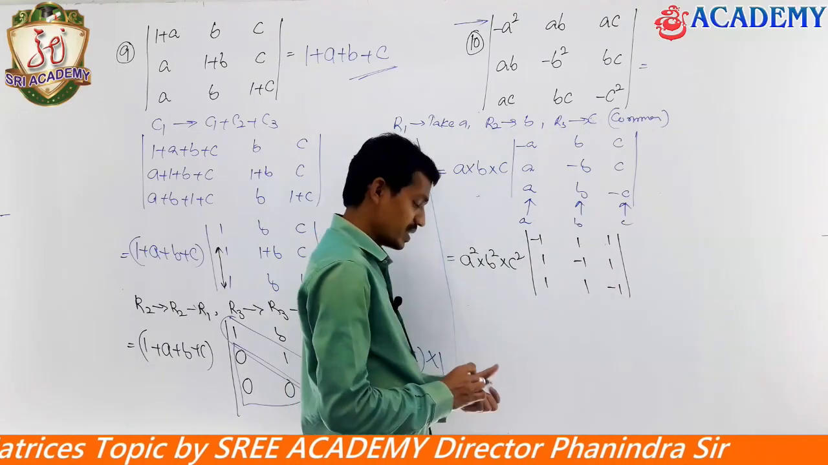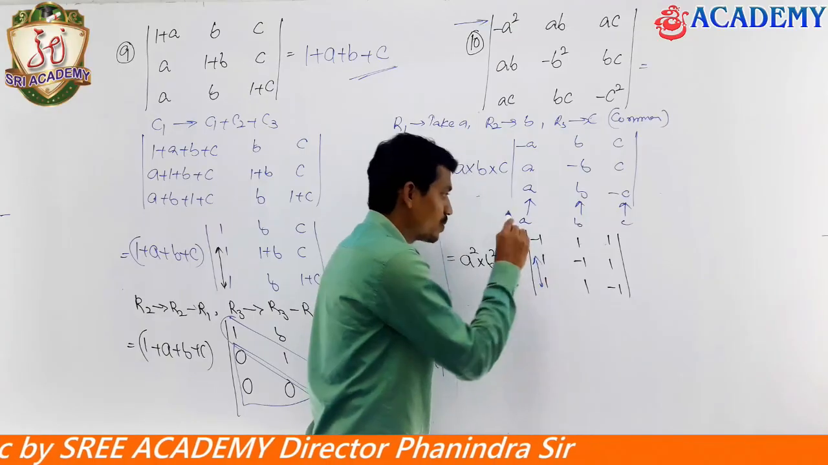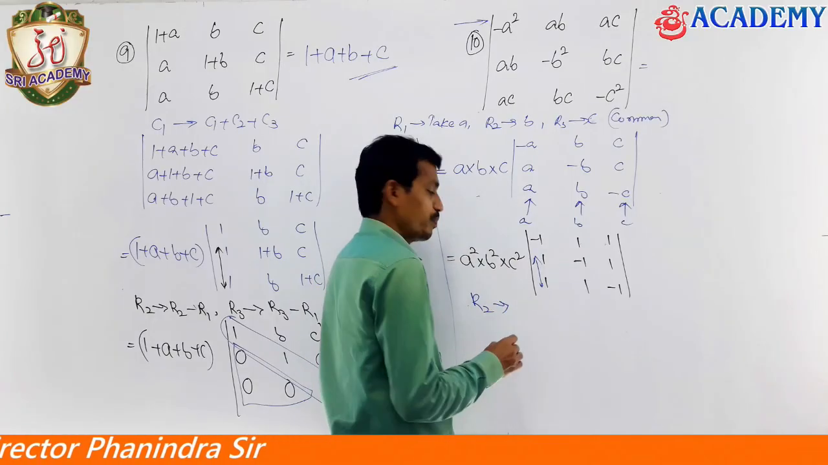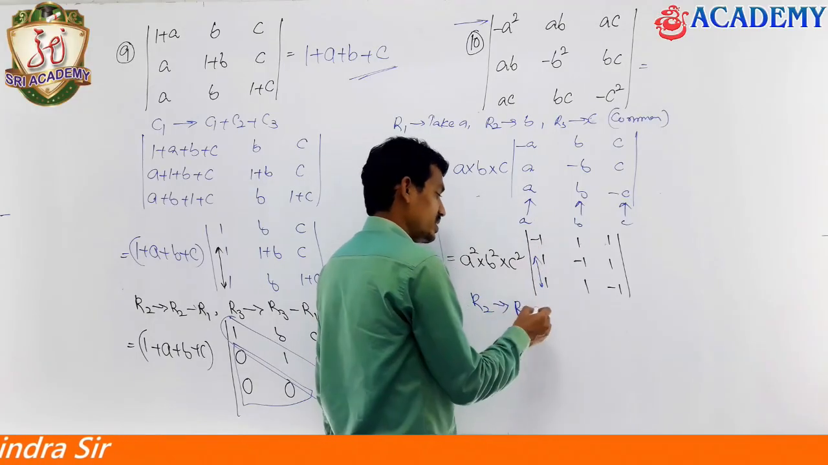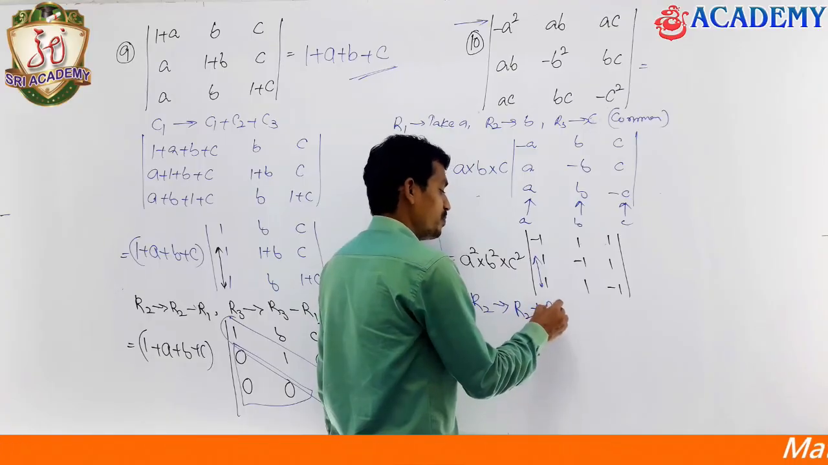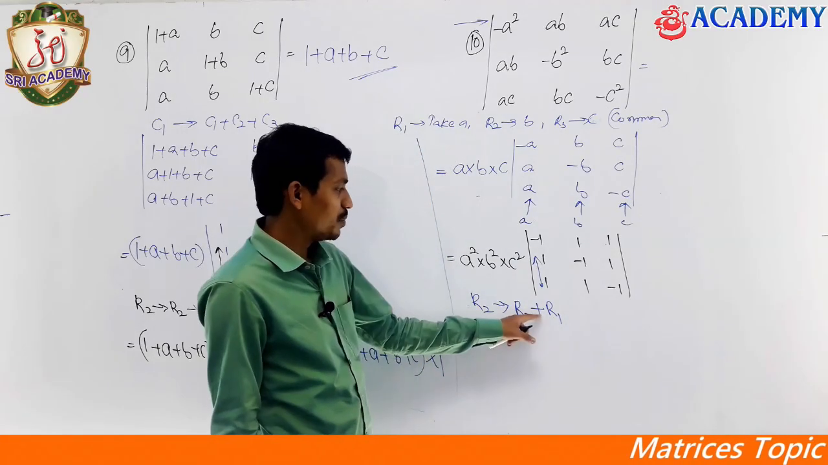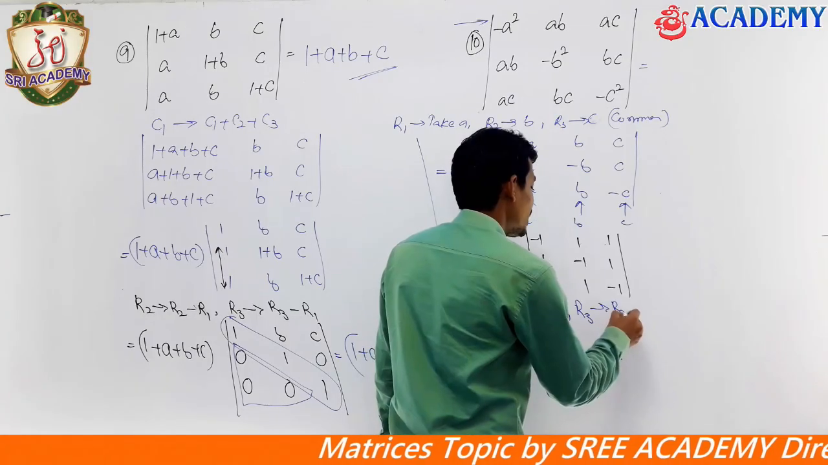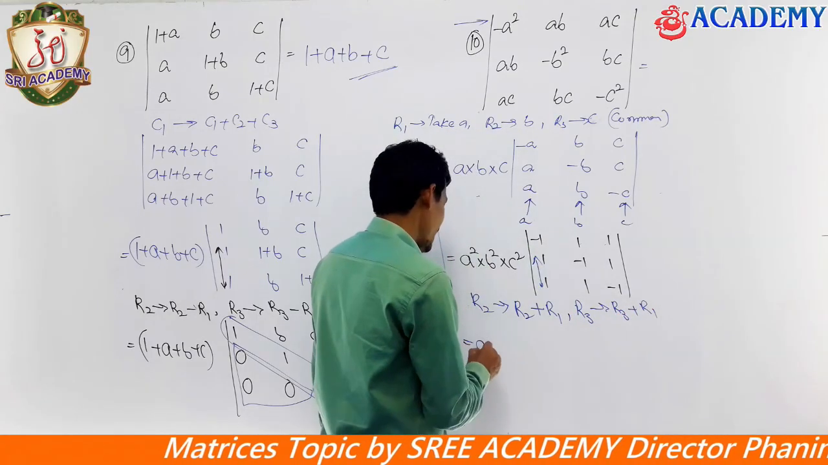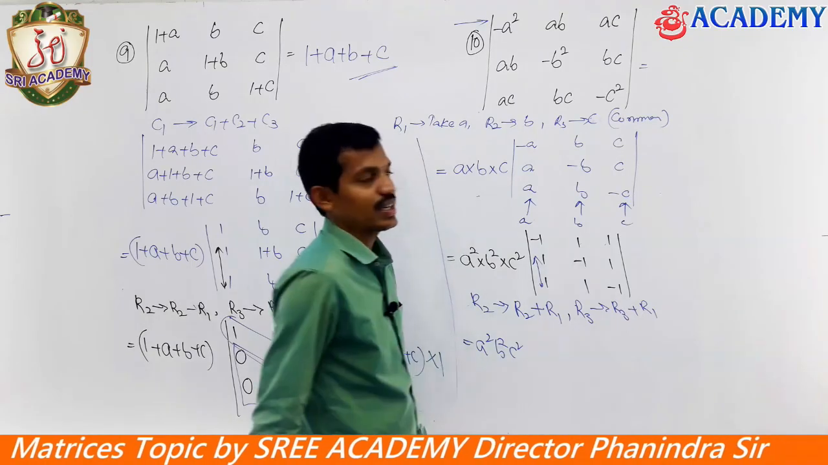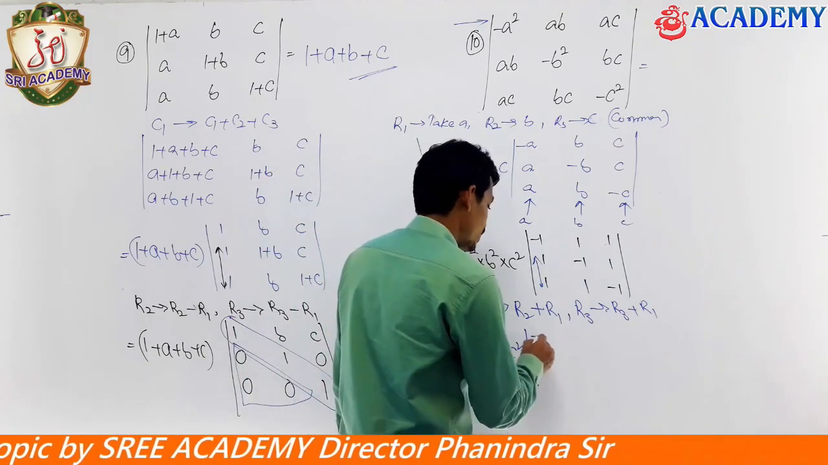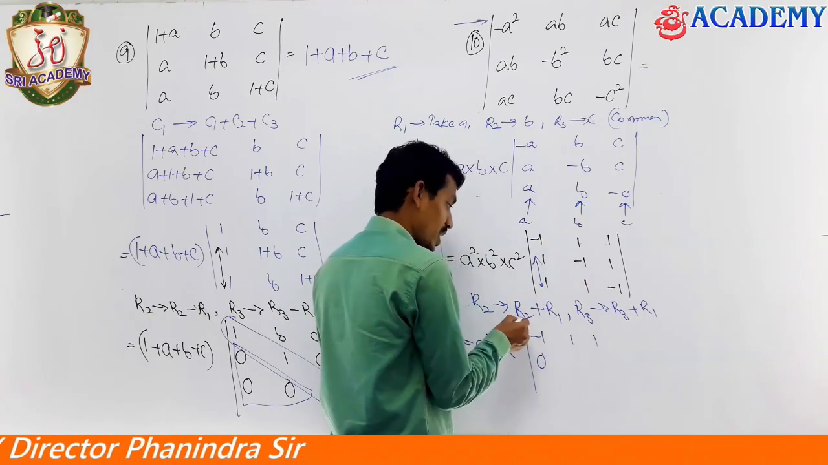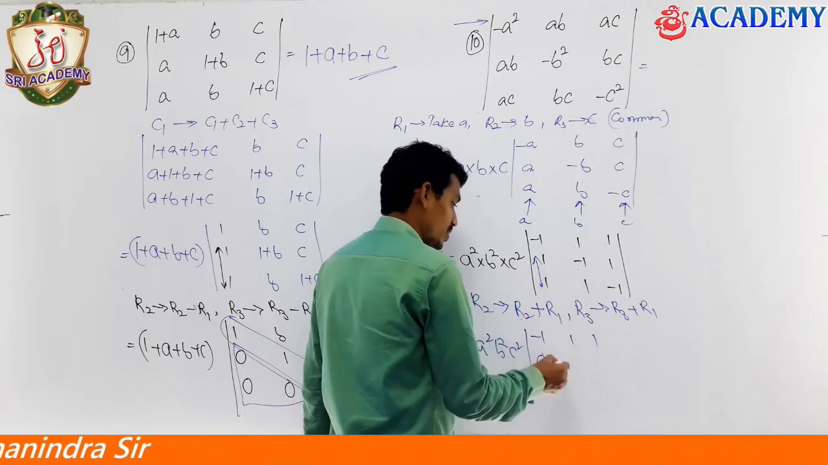Once again I am making these two elements zeros by using this row: R2 becomes R2 plus R1, since minus 1 plus 1 is 0, and R3 becomes R3 plus R1. Now we have A square B square C square times the determinant with first row minus 1, 1, 1, second row 1 minus 1, 0, since minus 1 plus 1 is going to be 0.